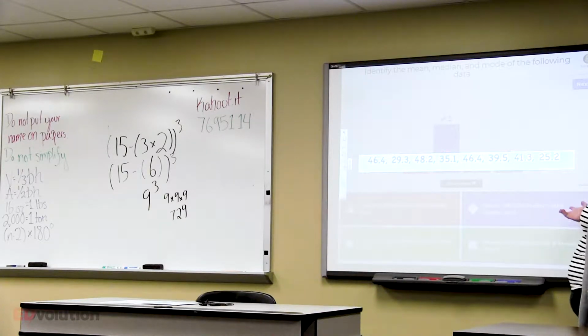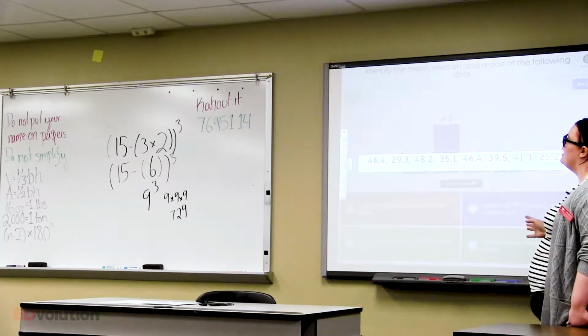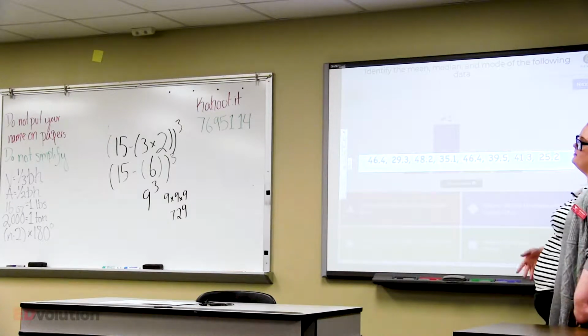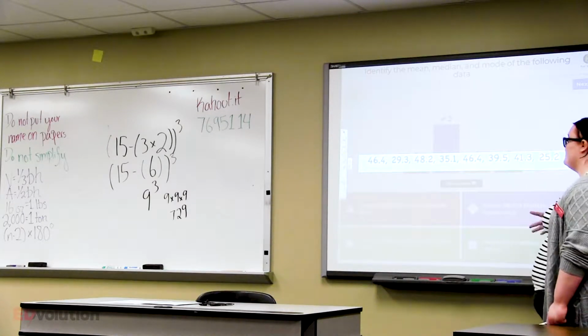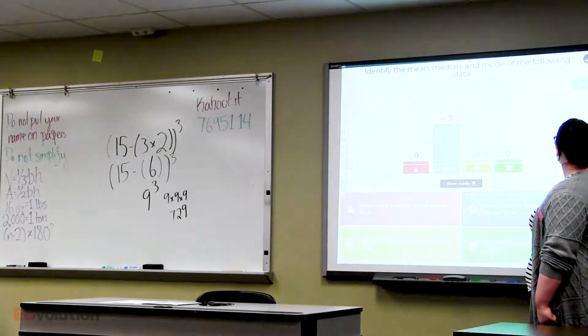The median is the middle number in a data set. You would have to put them in order from least to greatest, and then find the middle number. If there's 2 numbers in the middle, add them and divide by 2. And then the mean would be adding them all up and dividing by the number of numbers there to find the average of the data set.